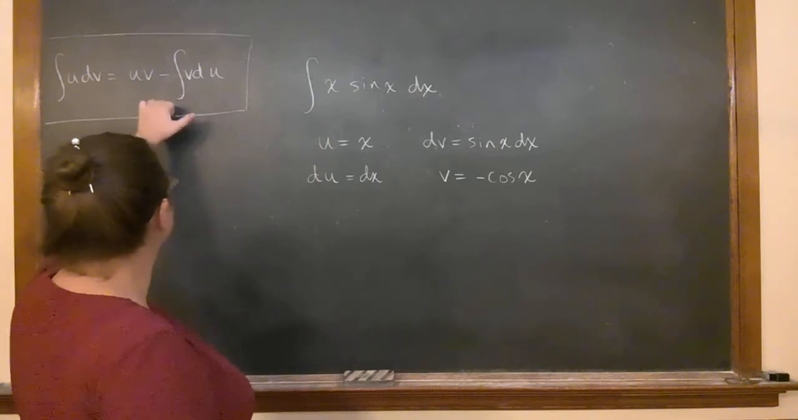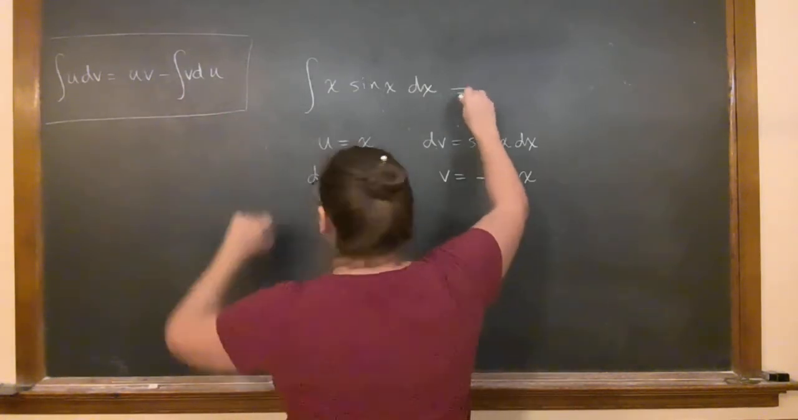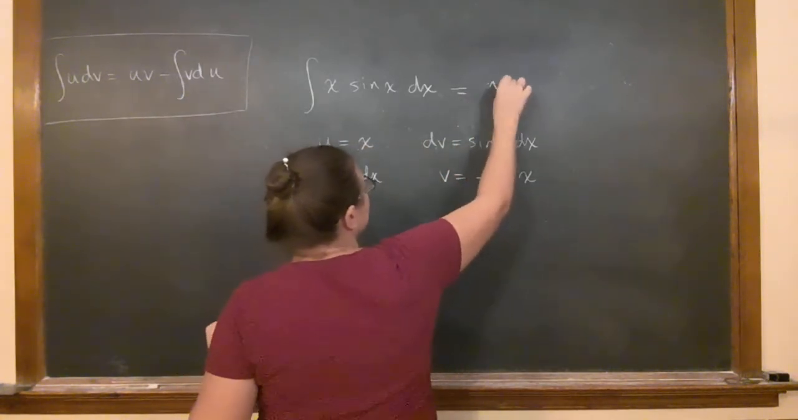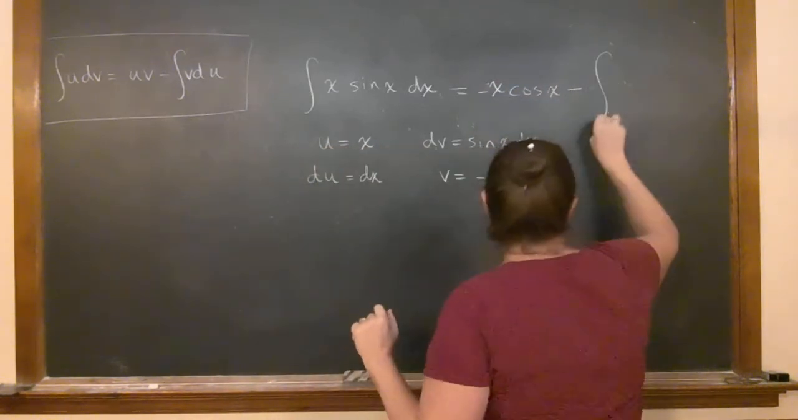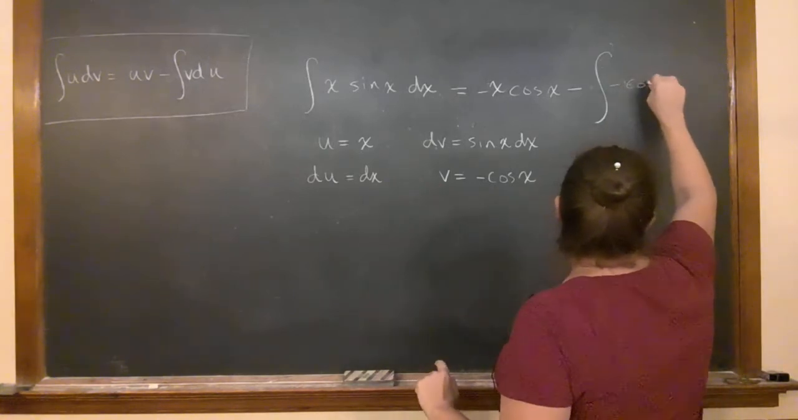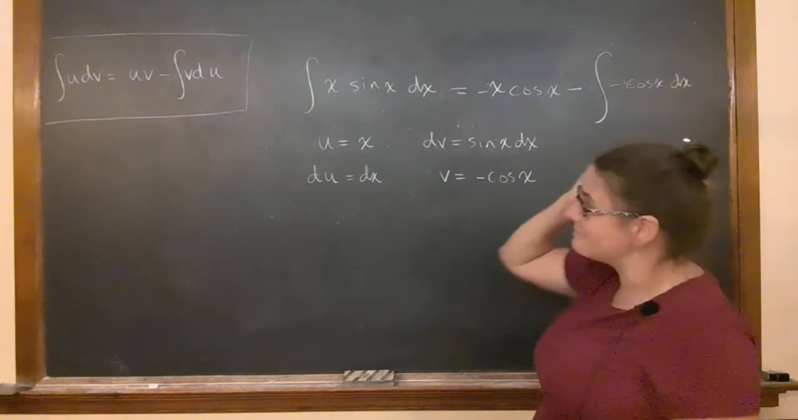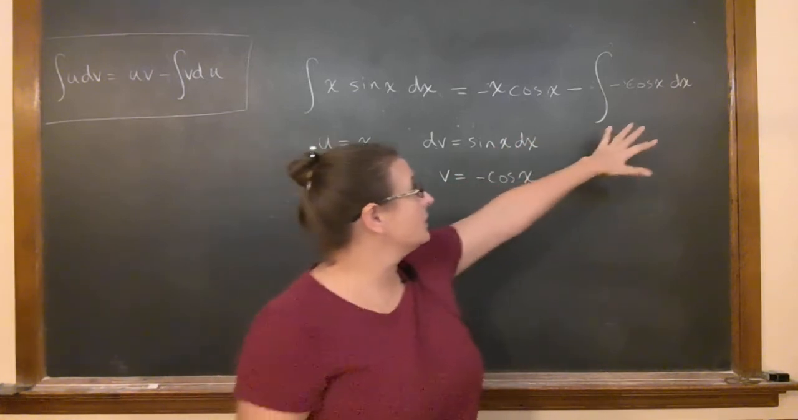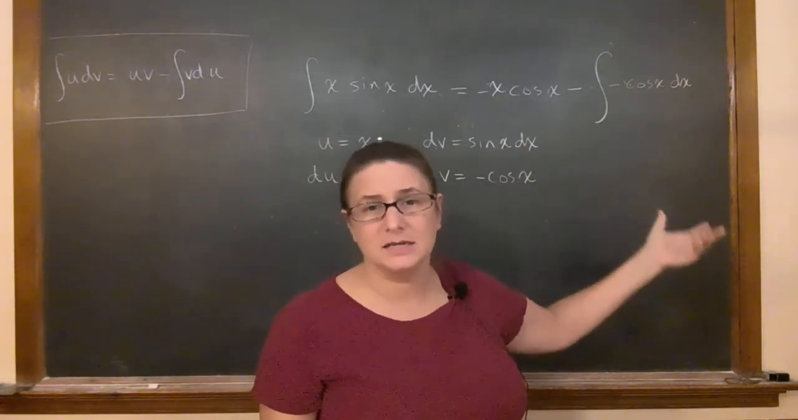All I need to do is put it into this form. So if I put it into that form, I've got u times v, so that's going to be x times minus cosine of x, minus the integral of v du, which is going to be minus cosine x dx. So I still have an integral to do, but this integral now is just the integral of cosine x. I know what that is. That's sine x. That's easy.